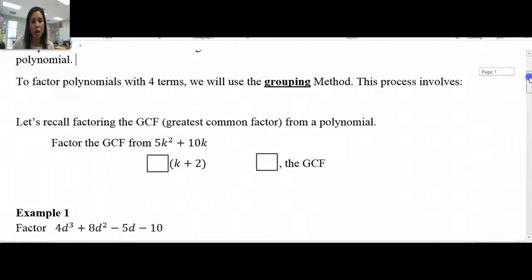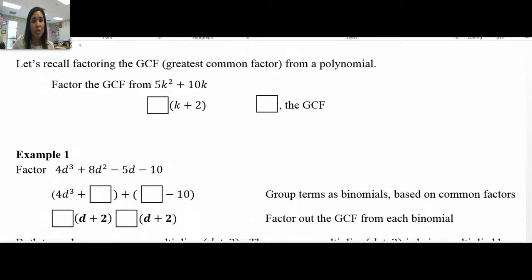We need to remember how to find the greatest common factor, so let's do a real quick example. From 5k squared and 10k, we see that we can take out 5, and we can also take out a k. Why? Well, because 5k times k would give me k squared, and 5k times 2 would give me 10k. So the greatest common factor of this is 5k. That should be review. So let's go ahead and do example 1.